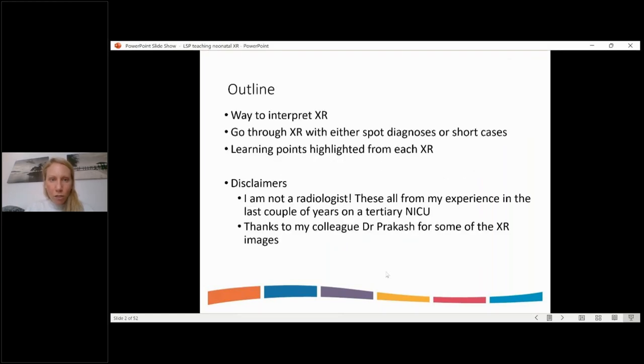So to start with, we're going to go through how to interpret x-rays. And then the x-rays I've picked are either spot diagnoses or short cases. They're all real life. And then, as I said, we're going to highlight learning points to cover various topics within neonates. A quick disclaimer, I'm not a radiologist at all, but these are all real life since I've been a consultant at the Homerton over the last 3 years. And one of my colleagues, Dr. Prakash, also gave me some of these x-rays.